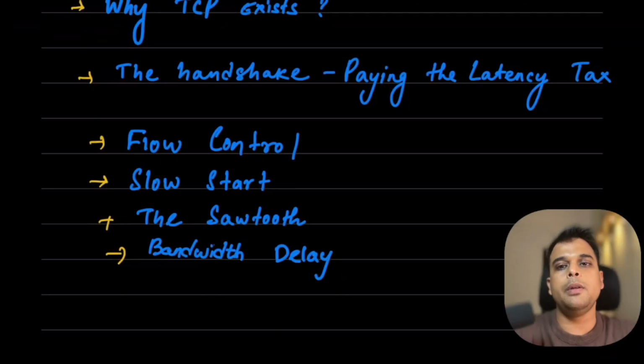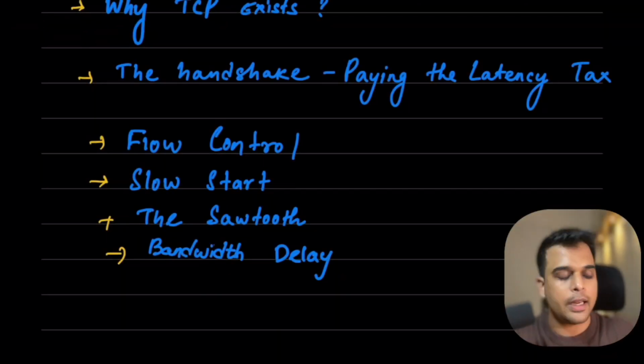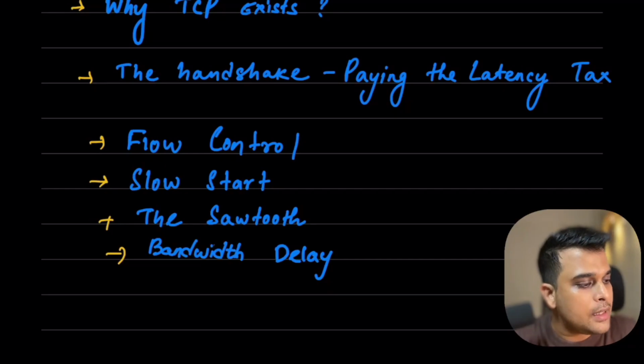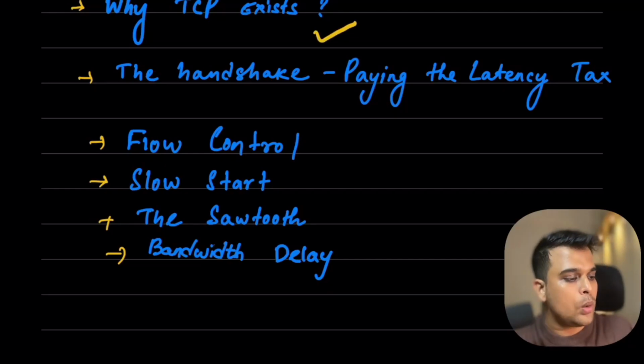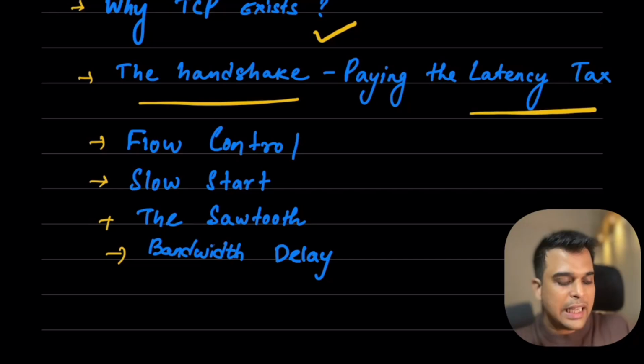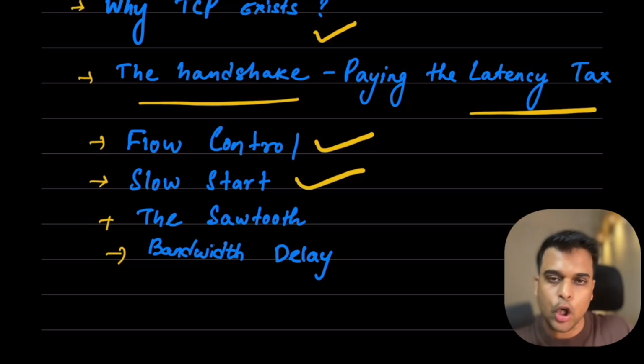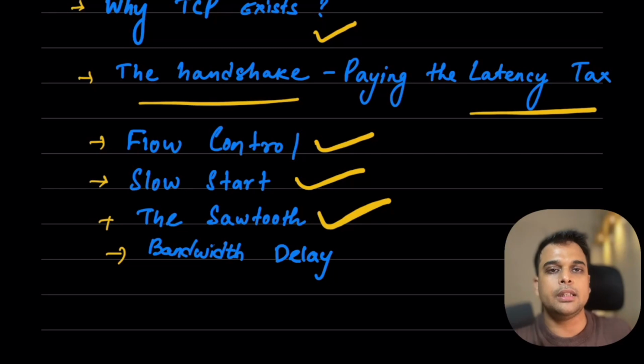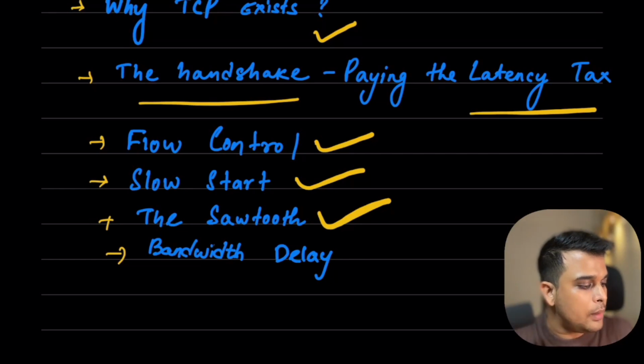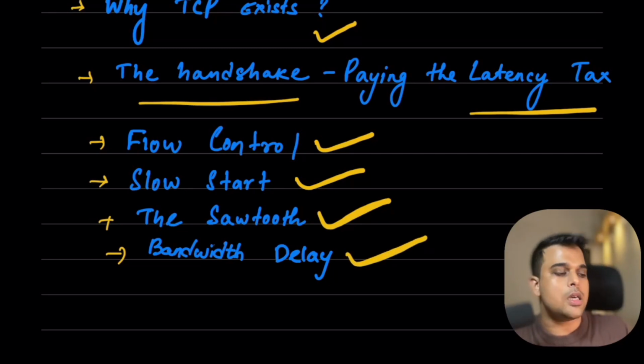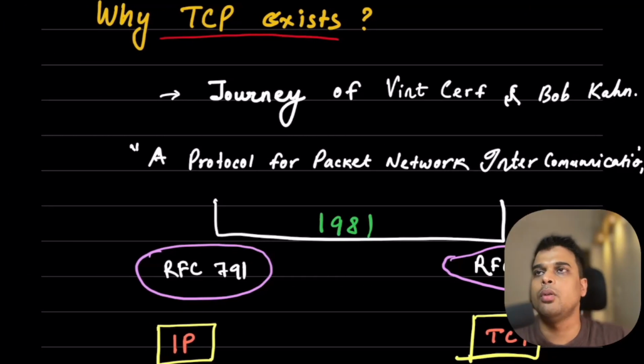In this video, we will break the concept into a couple of steps. First, we will try to understand why TCP even exists in our life. Then we will understand the handshake process and exactly what the latency cost is. Then we will jump into the actual algorithms, one of which is flow control, followed by understanding slow start. Then we will understand the sawtooth, how it comes into existence and how it helps in TCP. Finally, we will understand the bandwidth delay product, and we will try to break down each concept in a very simple way.